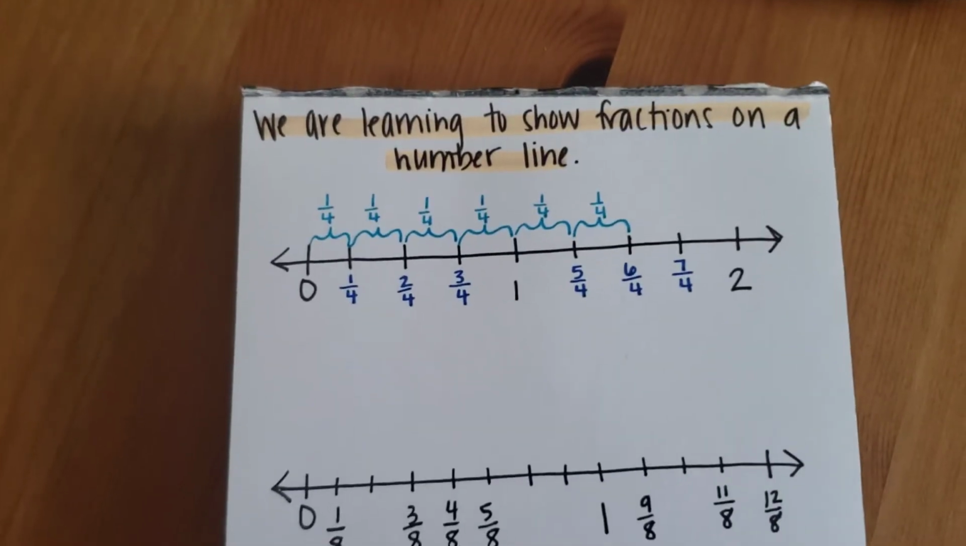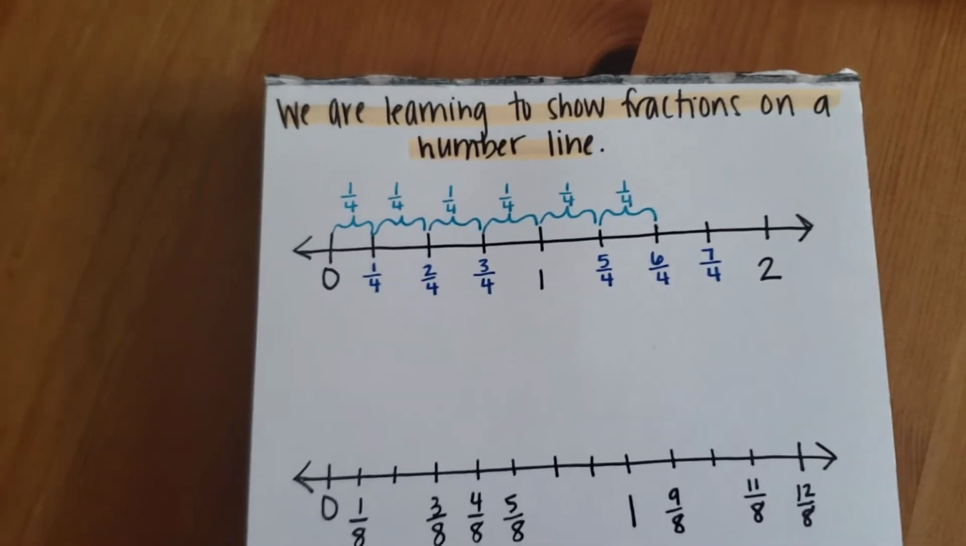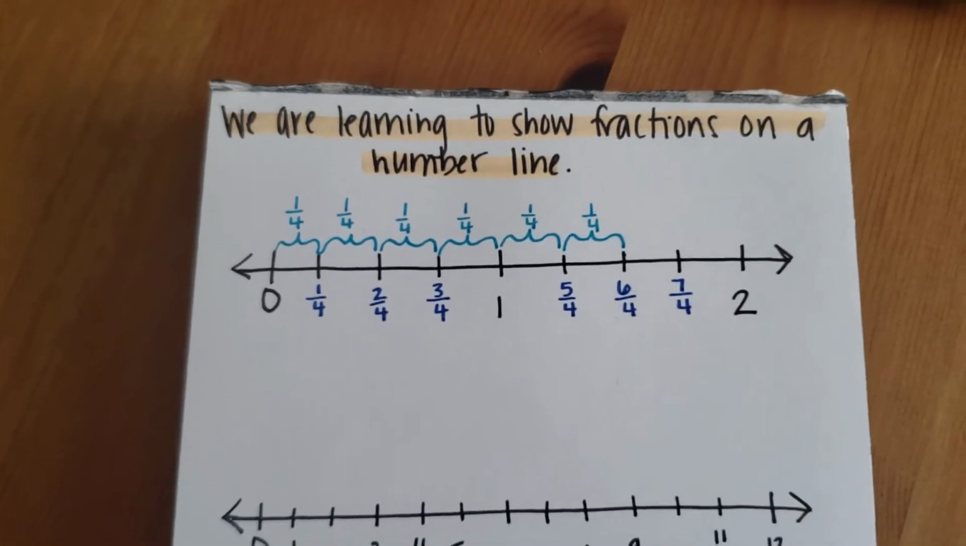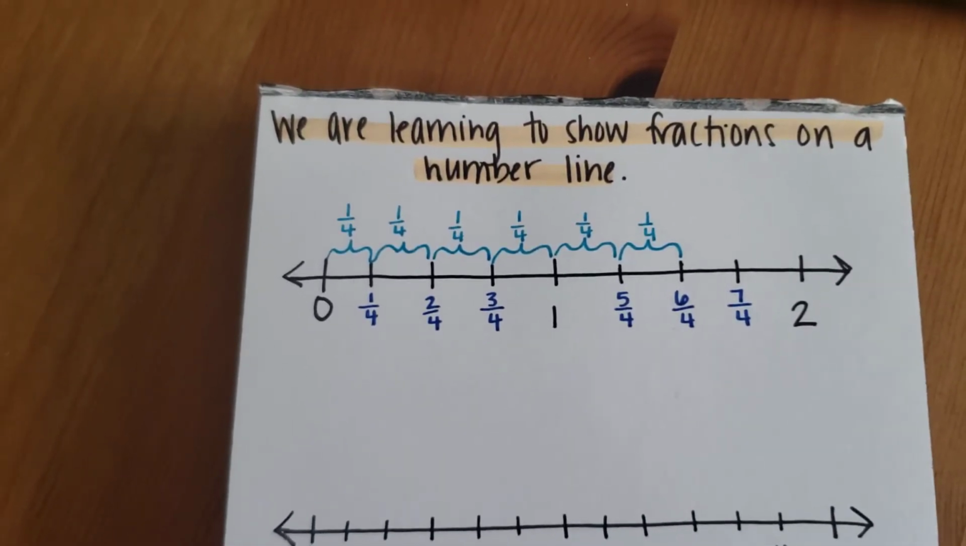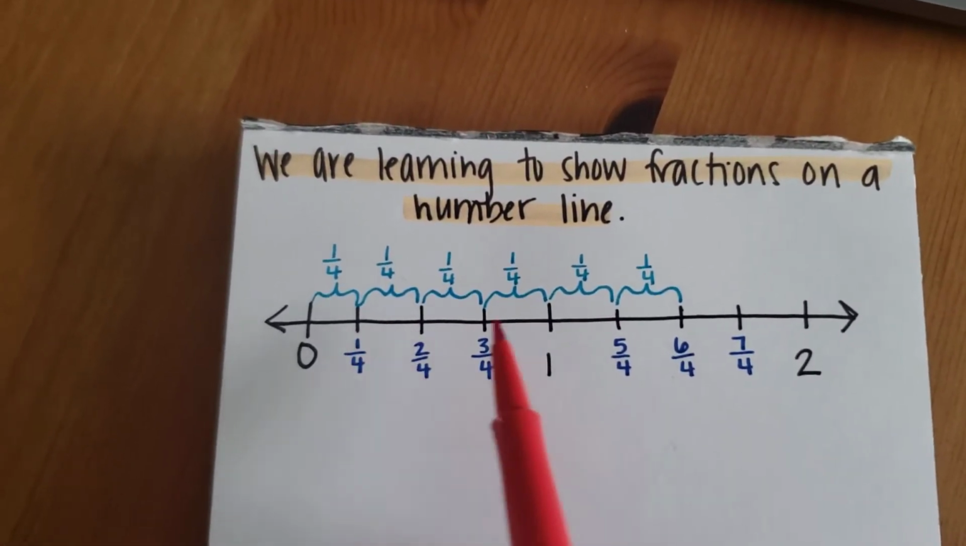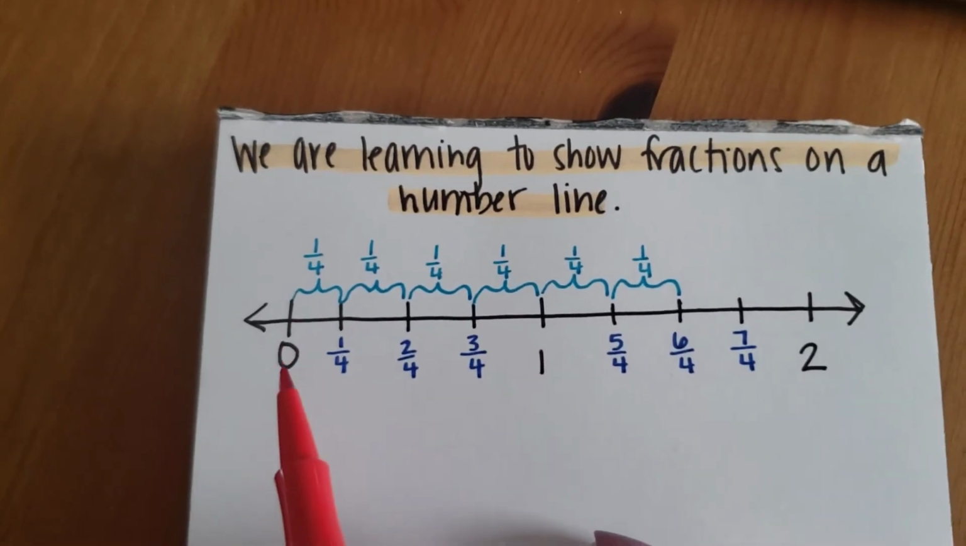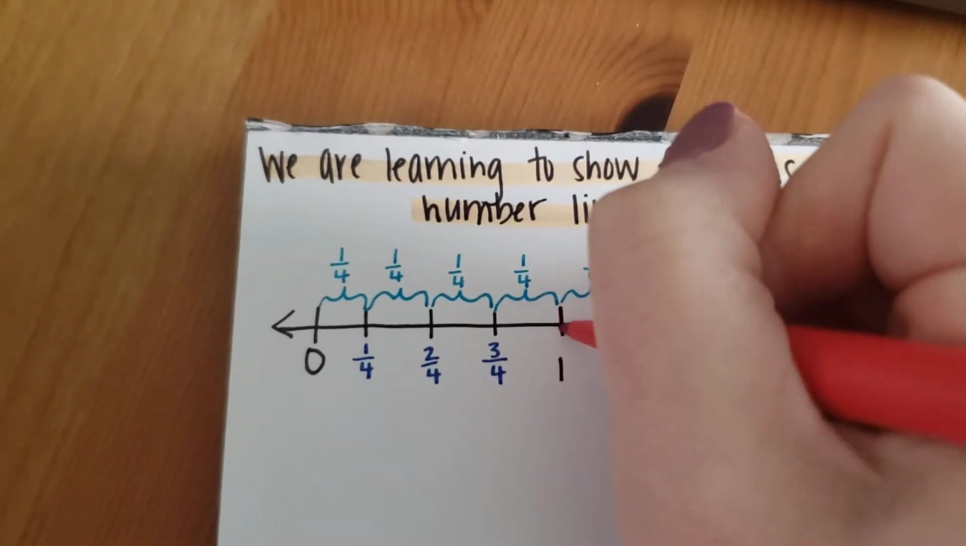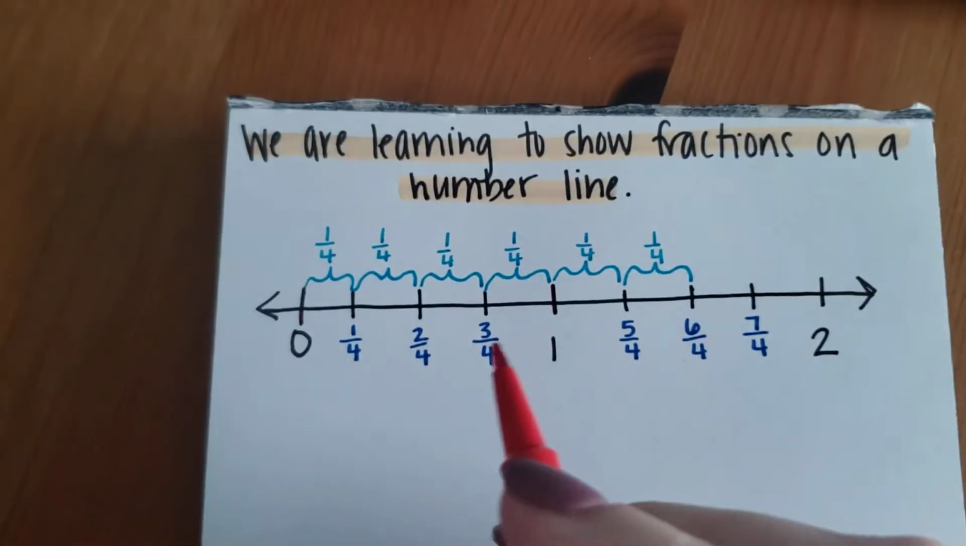So we have worked on showing fractions that are less than 1 on a number line. So today we're going to look at fractions greater than 1 on a number line. So when we look at number lines, we have from 0 to 1. So this will let us know what our denominator should be.